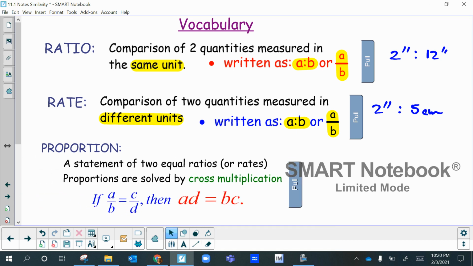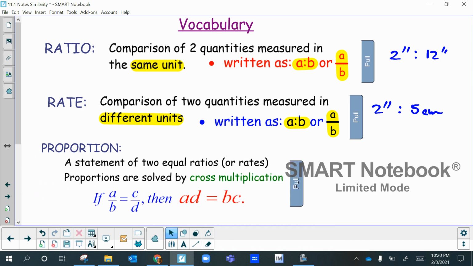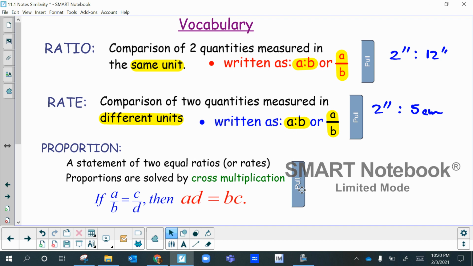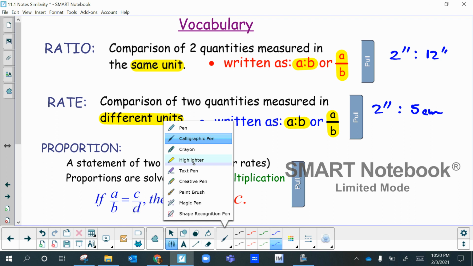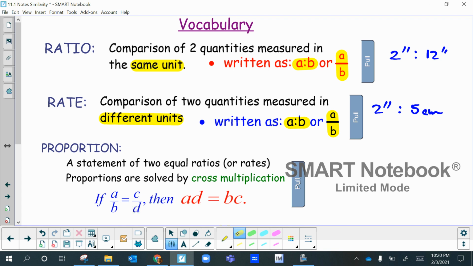Proportion, you've done a proportion before in middle school. And so that's when you take two ratios or rates and you set them equal to each other. And so proportions, we're going to solve by cross multiplication. Okay, so that should look familiar from middle school.